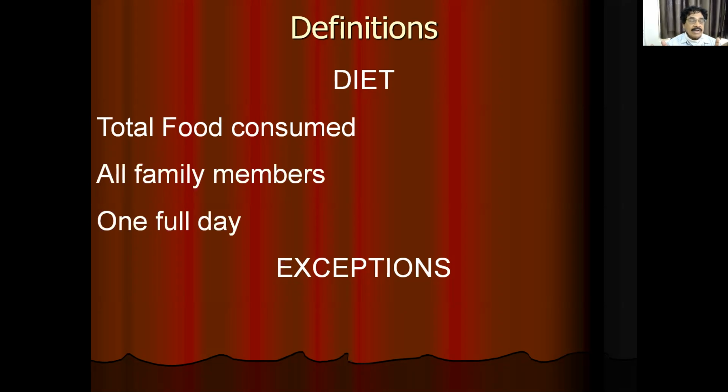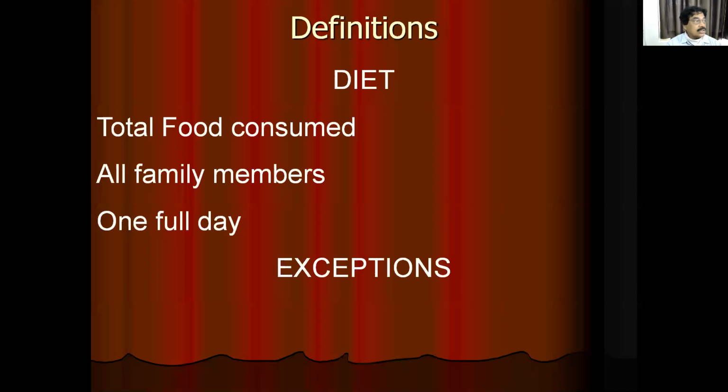Suppose 1 kg of rice is cooked and it is served to all the people. Some people may eat more rice, some people may eat more vegetables, some people may eat more rasam, some people may eat more curds. Like that, there is a variation in the consumption of the various items. But all these food materials consumed by one family together, there may be three people or 4 people or even 10 people in a family, in one full day, it's called as a diet.